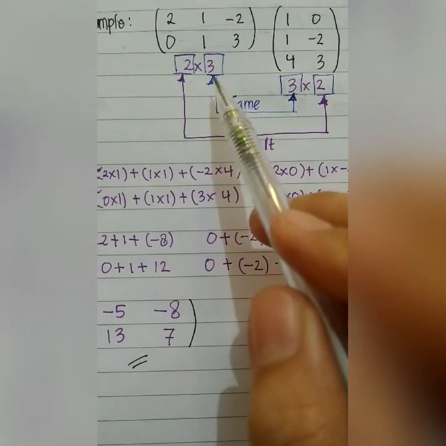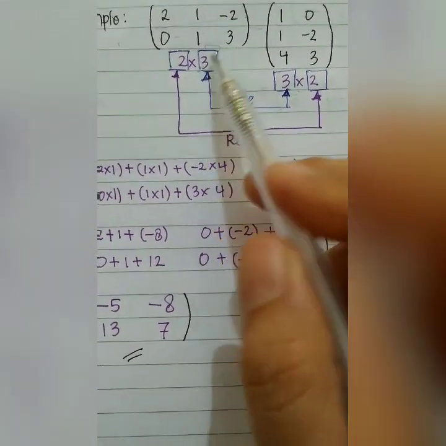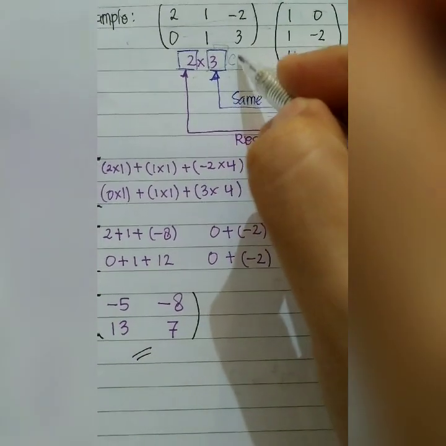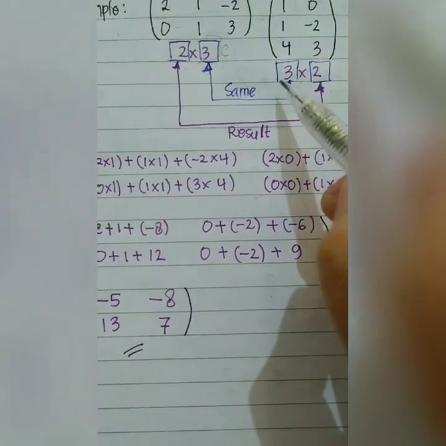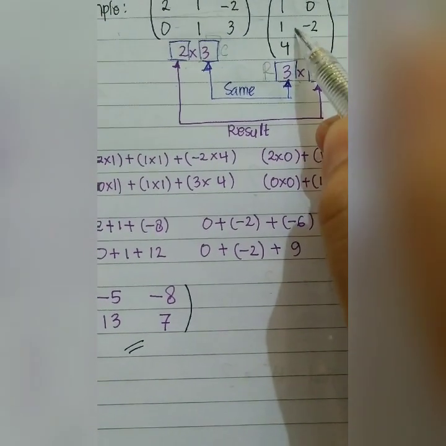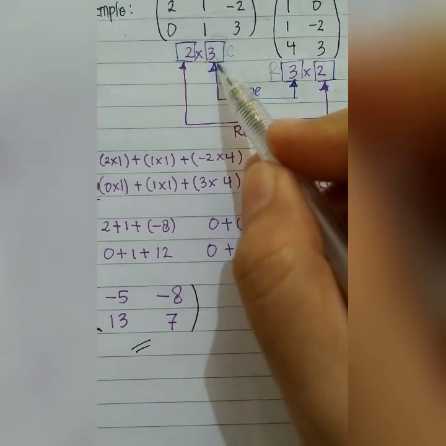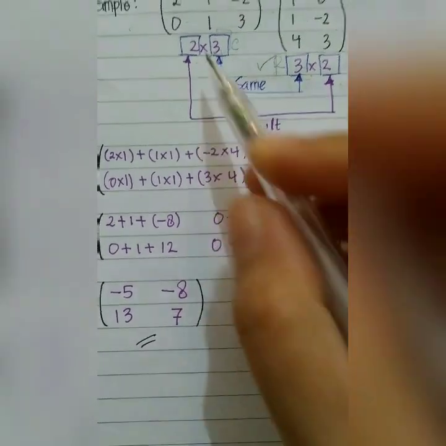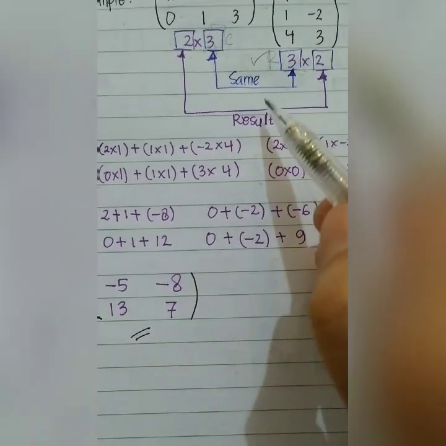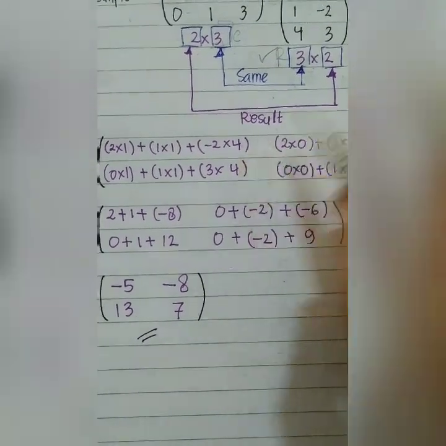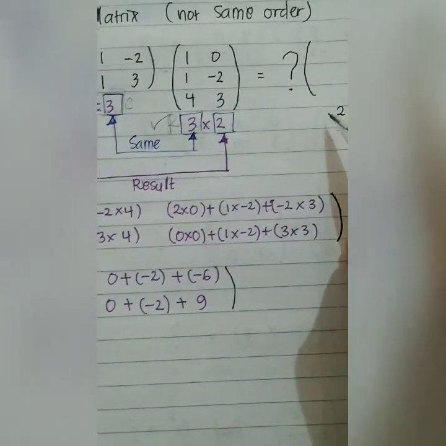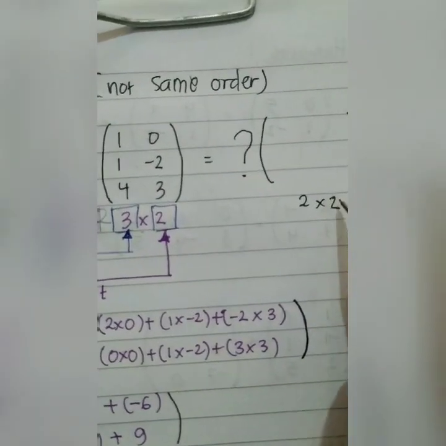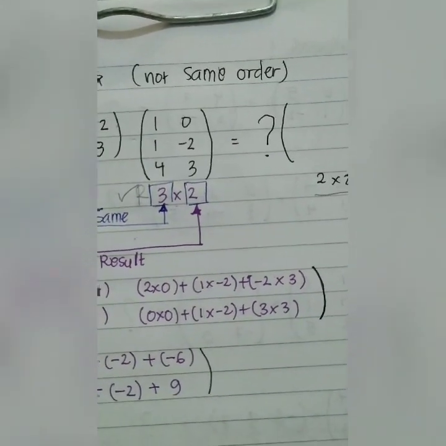As you can see here, I already marked 3. This is the number of columns of the first, the left one, and then the number of rows on the right side is also 3. So 3 and 3 are the same. Checklist. And then the 2 and 2 here must be the order of the result. So later on, the result must be 2 by 2.